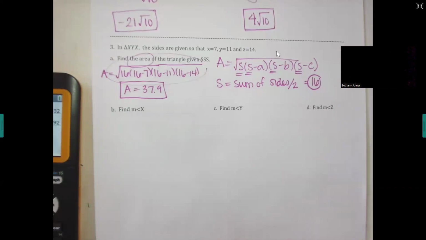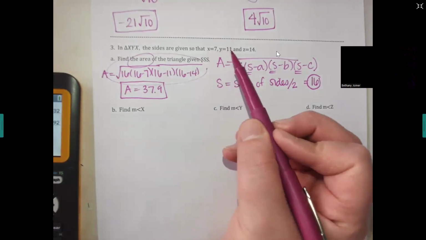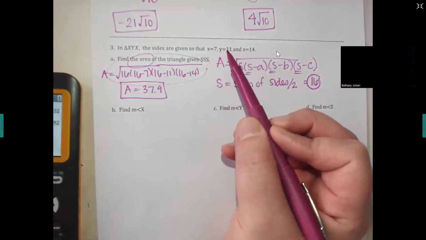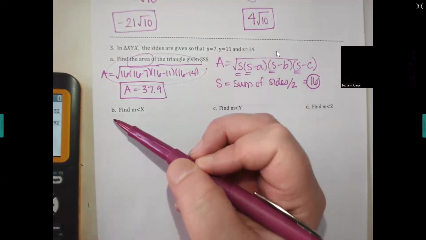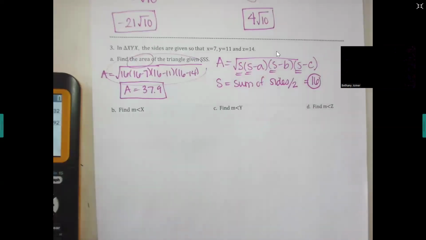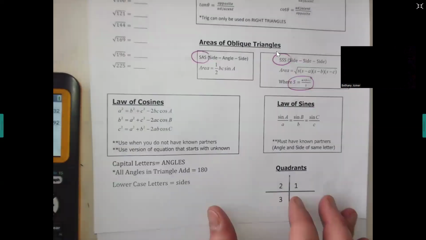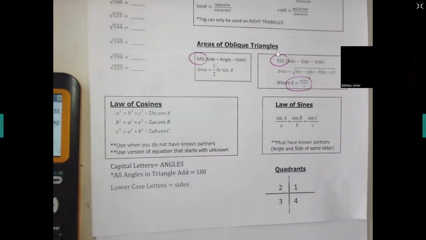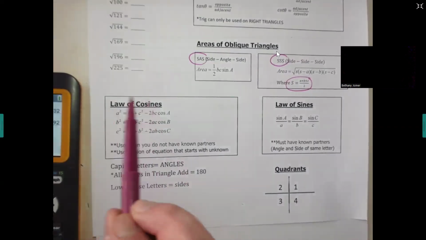Okay, next question says, find the measure of the angle X. Looking at the information that we have, we see that we have little x, little y, little z. We're looking for capital X. Should I use law of sines or law of cosines? Let's look at our formula chart. Law of sines, you have to have partners. That means you have an angle and a side of the same letter. Okay, so for the question I'm looking at, if I have only sides, all three of them, I can't use law of sines. I'm going to have to use law of cosines.